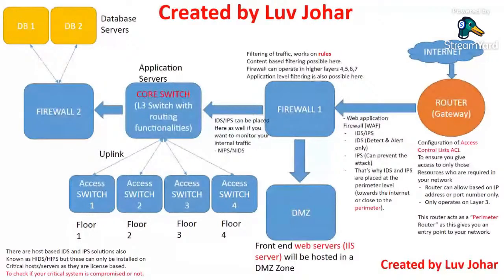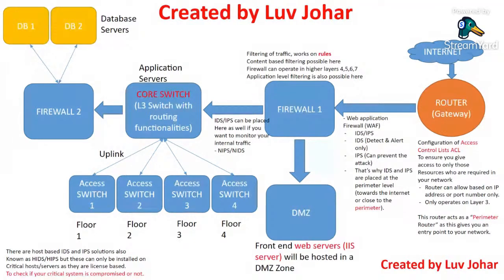Here, firewall can operate in any layer. Okay, 4, 5, 6, 7 OSI layers, even at application level, firewall can work and filter the traffic. So here you have more granular control in terms of making sure what kind of traffic passes through the network. Okay, so here you have complete control in firewall 1. Okay, so that is why you use a firewall.